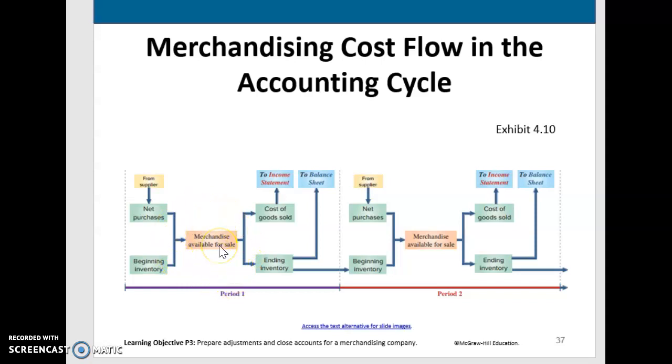That merchandise available for sale is either sold and becomes cost of goods sold and moves on to the income statement, or it becomes ending inventory and winds up on our balance sheet. Ending inventory in accounting period 1 becomes the beginning inventory for accounting period 2. So ending inventory here moves over to the next accounting period as beginning inventory, and the cycle starts all over again.